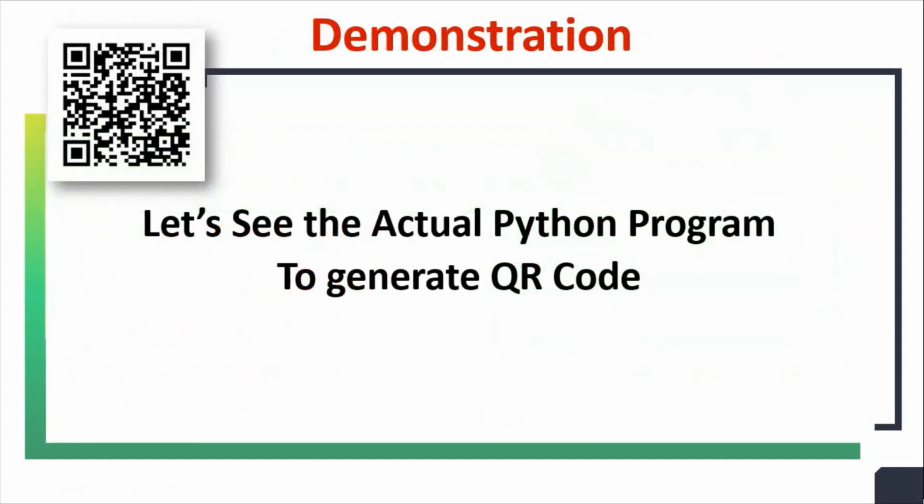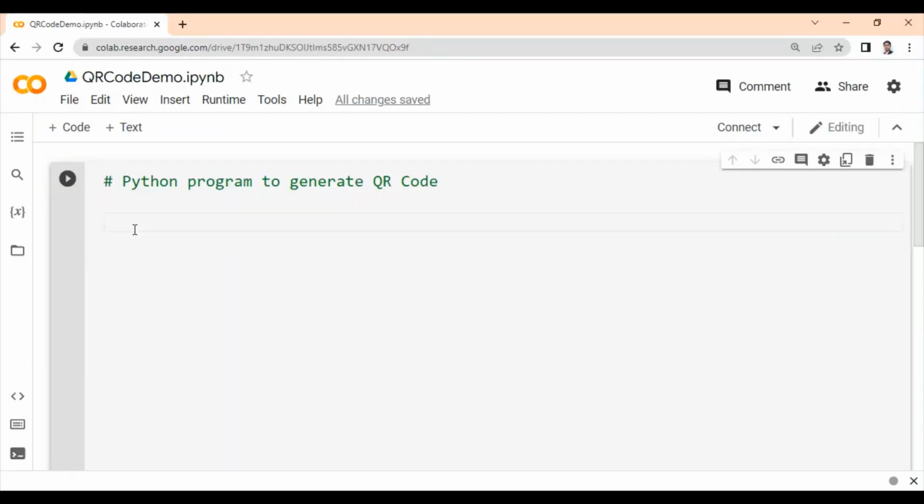Let's see the actual Python program to generate a QR code. I'm using the Google Colab online tool to run the Python program. First of all, install the qrcode package if it is not installed in your environment. Then import the QRCode class from this package.